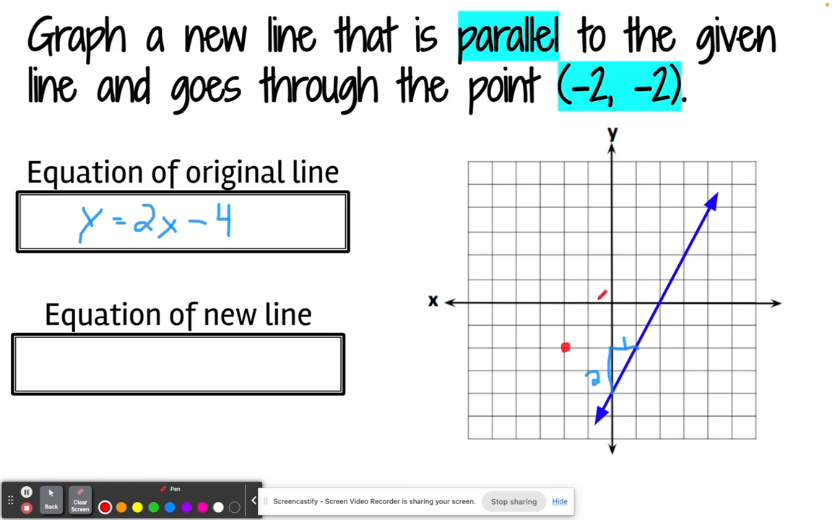Since it's parallel, it's going to have the same slope, and that slope is 2, which means I'll go up 2 over 1. Up 2 over 1. Up 2 over 1. And I can connect my dots, kind of. And if I could draw straight, you would see that these are parallel lines.